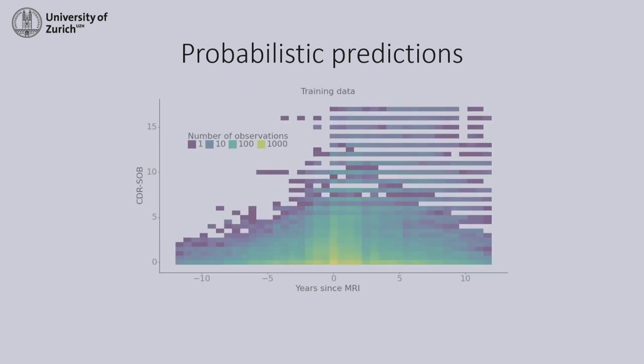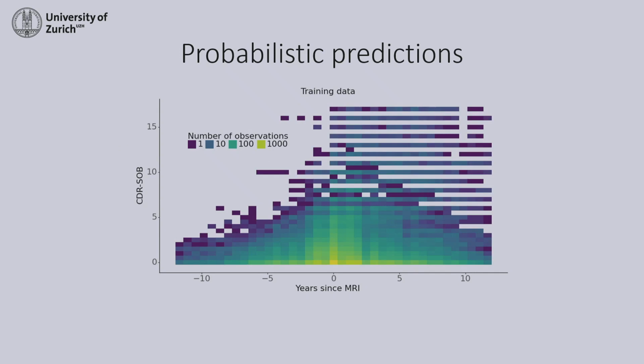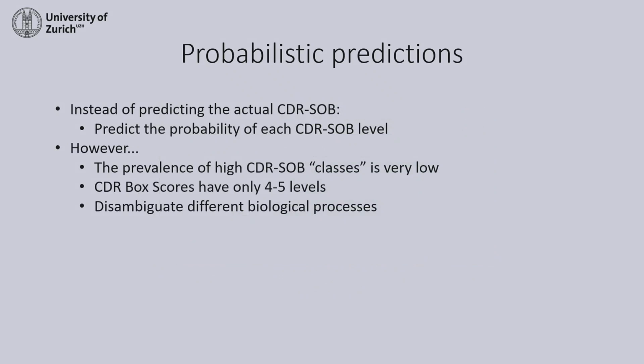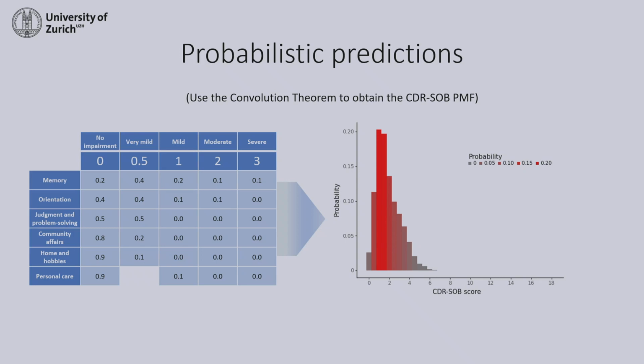There's a problem. The prevalence of these levels is very low in the training data. The high ones, for multiple reasons, some reasons are also regarding the actual studies. But yes, for many of the levels, we don't have data at all, or very few data. The colors are in logarithm scale, so the dark purple is basically one observation. But we know that the CDR SOB comes from the box scores, the 6 rows in that table. And these are less sparse because it's only 4 or 5 levels. And it's also nice because we could then disambiguate the different contributions to the different domains of CDR, because they are very different.